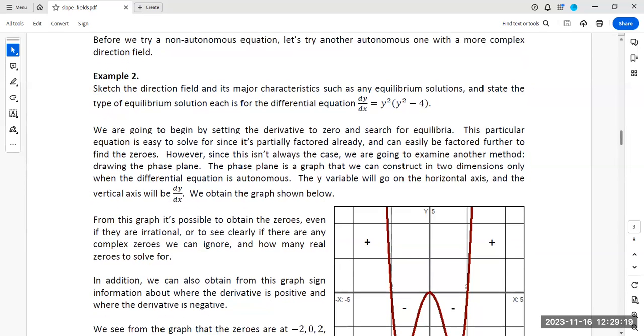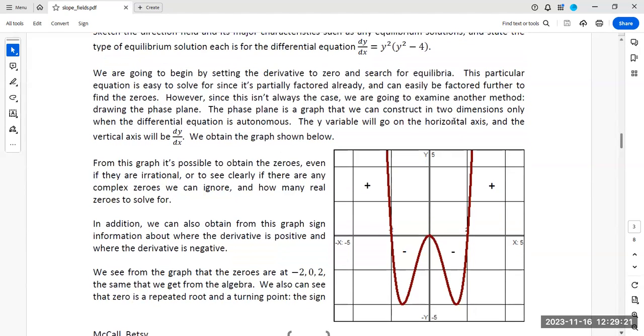So here I've graphed our differential equation, y squared times y squared minus 4, and we can see that we have intercepts at -2, 0, and 2. So those are going to be our equilibrium positions. Those are the positions where the derivative is equal to 0. In this graph, x is our y variable, and the y-axis is our dy/dx variable.